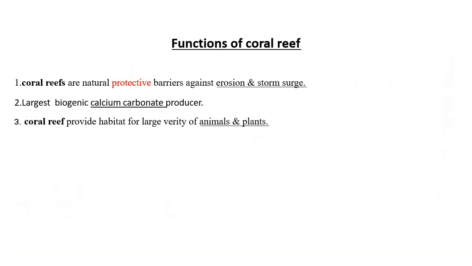Functions of the coral reef. How is the coral reef helpful? It acts as a protective barrier. It restricts erosion and protects against storms and cyclones. Coral reefs are natural protective barriers against storms or cyclones, and they are also the largest producer of biogenic calcium carbonate.